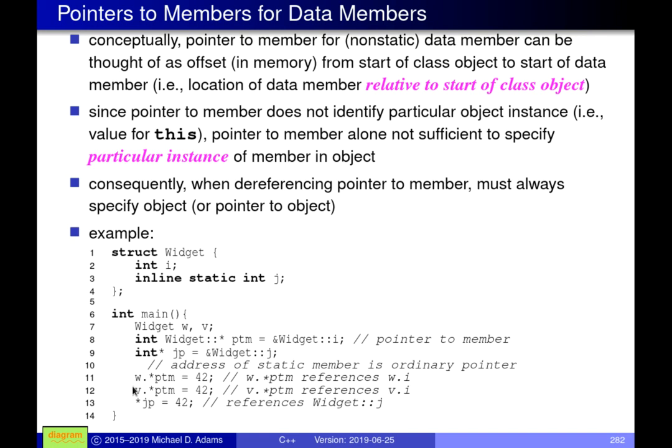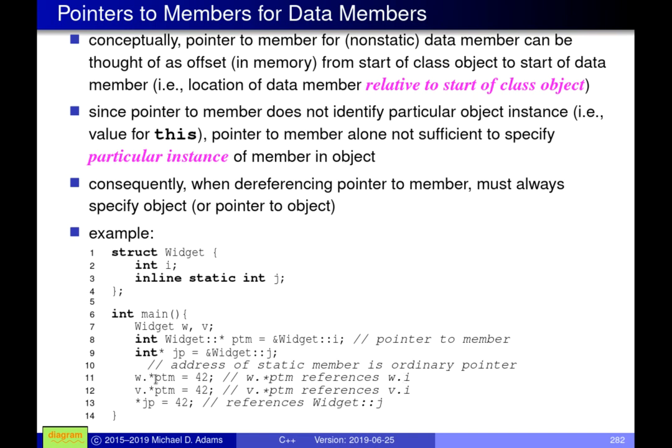So effectively, this w.*ptm is equivalent to just writing w.i, because the pointer to member is basically just referring to the particular data member i. Again, this notion of offsets is just a conceptual thing. If you try to use a pointer to member as a numerical value, the compiler will not like you. It will say you're not allowed to do this. But in terms of the implementation underneath, a lot of compilers do actually implement things this way because it's kind of a sensible way to do things.